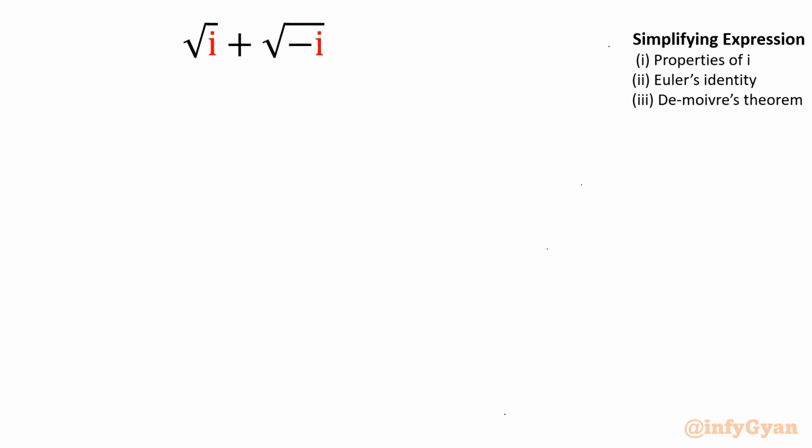In this very exciting video, we are going to simplify one expression which is based on complex numbers. The expression is square root i plus square root of minus i. Because of the iota involvement, we will see the property of iota or imaginary number i. We will see Euler's identity. We will use De Moivre's theorem.